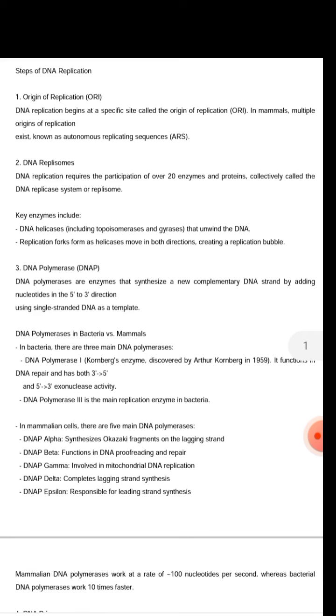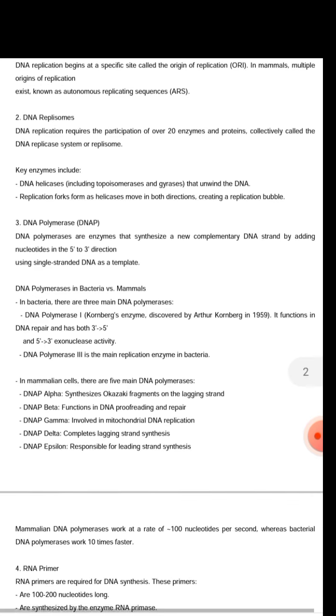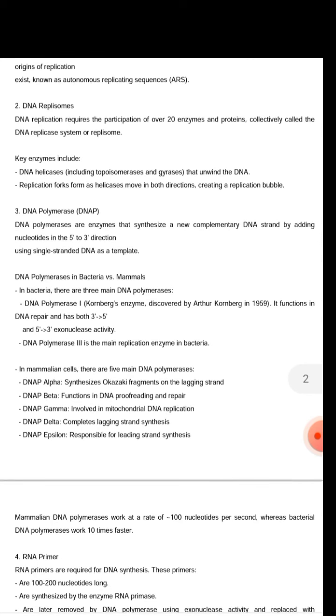Although in mammals we have multiple origins of replication, and they are collectively called the ARS, which means the autonomous replicating sequences. So, what is the meaning of ARS? Autonomous replicating sequences. These are the things you should be writing down in your notes. And I encourage you, please watch this video up to 2 or 3 times before you write your exam.